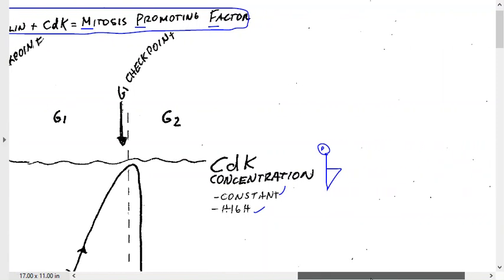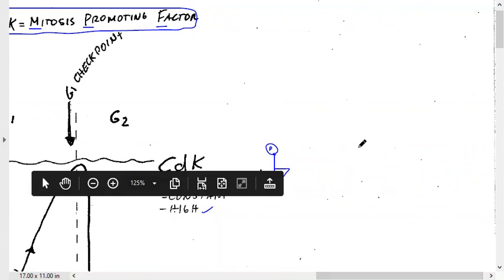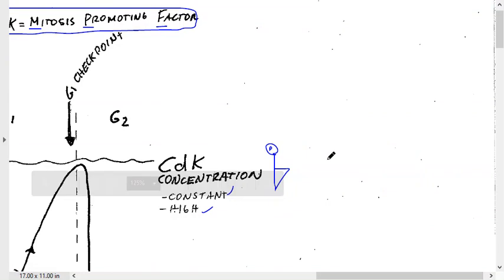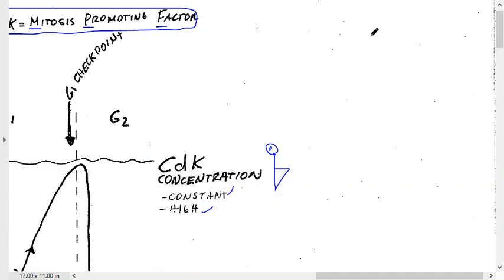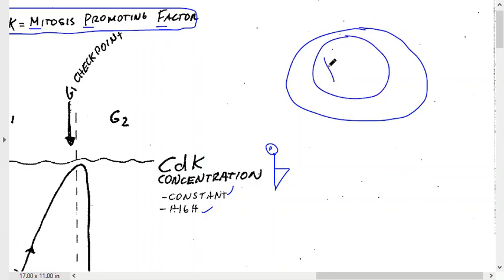But I do want to give you a specific example of what happens, right? What are some things that happen when active CDK phosphorylates molecules and enzymes? One of them is right after G2, right before prophase, you know that the nuclear envelope breaks down. So I'm going to draw, let's draw a cell with 3 chromosomes.